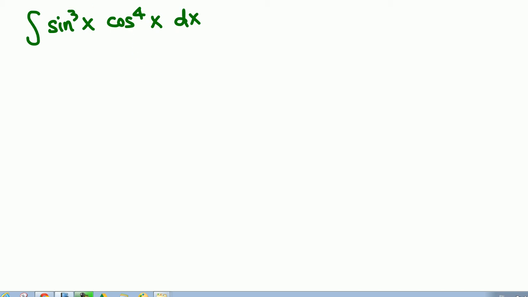We have a product of sine cube and cosine fourth. We cannot use the method of integration by parts because of this third and fourth power. So we want to write this inside function as some function of sine or cosine, let's say u, and the remaining part is a derivative of u, differential du.